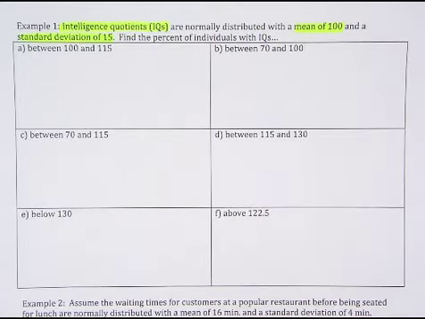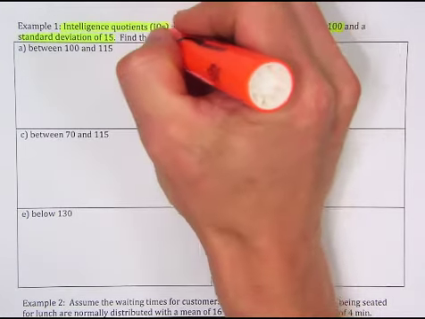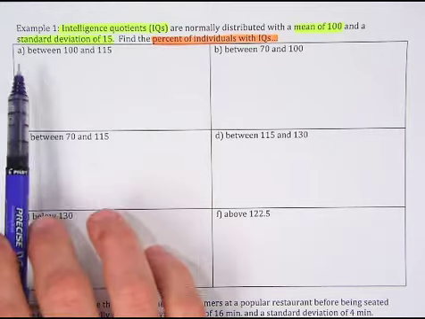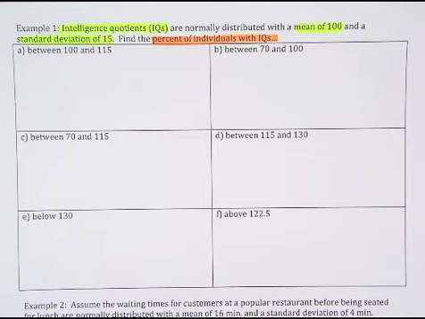So what we want to be able to do is find the percent of individuals within a certain IQ range. So that's what we're looking for, the percent of individuals with IQs in a certain range. So now what we're dealing with are actual IQ scores. So here we want to know between a score of 100 and 115.